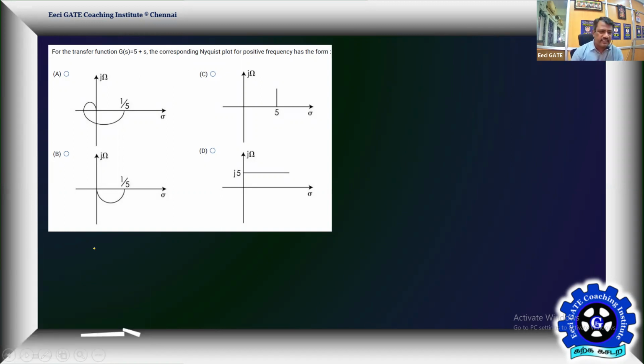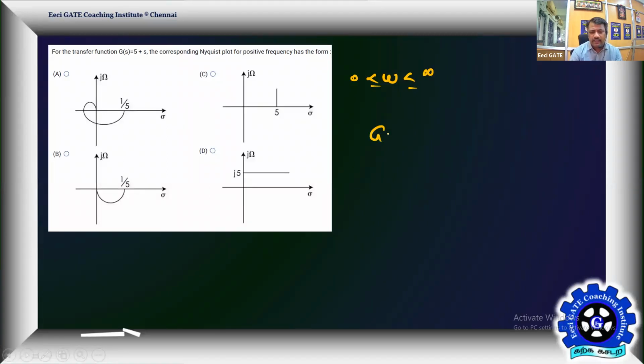For the transfer function G of S, it's having only 1, 0. So the corresponding polar plot, Nyquist plot only, is asking. There is a polar plot of the given system for positive frequency, that is omega varying only between 0 to infinity.